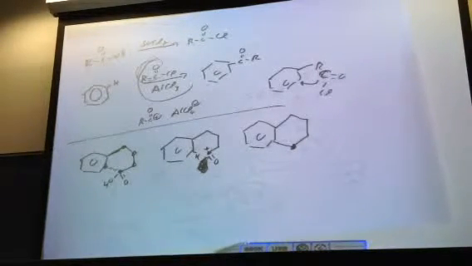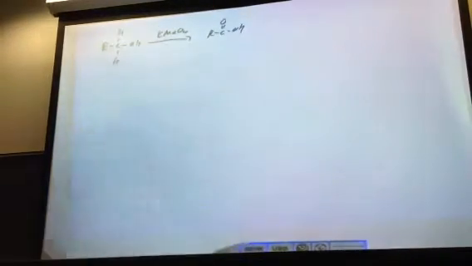Okay, first, that's a primary alcohol, right? And primary alcohols undergo oxidation. You have a strong oxidizing agent like KMnO4. This gets oxidized all the way to a carboxylic acid. Okay, so what do they have?